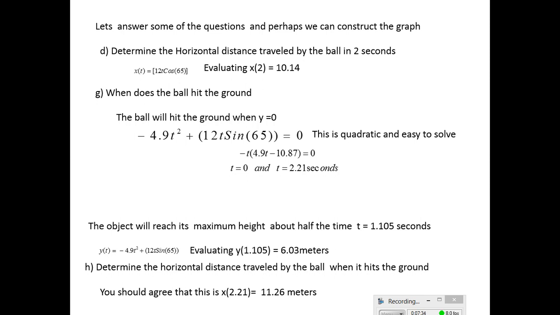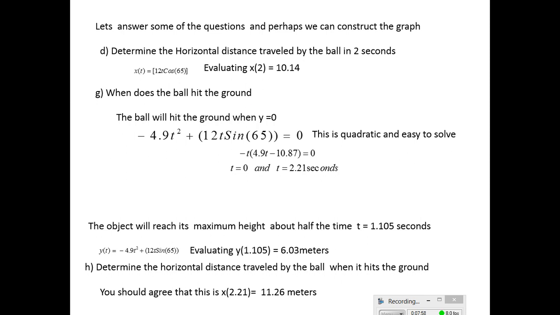Determine the horizontal distance traveled by the ball in 2 seconds. Well, horizontal is driven by the x component, okay? And so there's the x component. The only thing that you need to plug in is the time t. So after 2 seconds, it has traveled 10.14 meters horizontally.